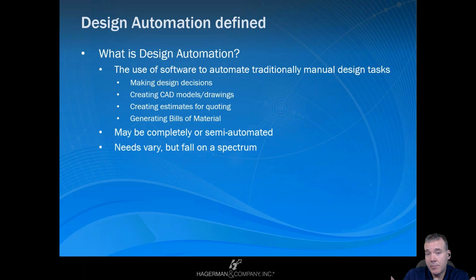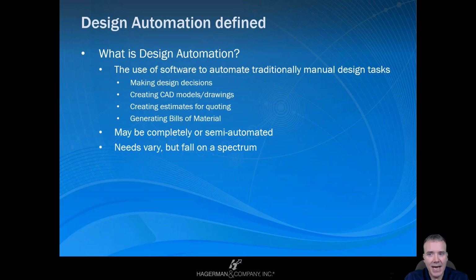And it could be something as simple as automating property information so that information can carry downstream. There are a lot of things you can do. And on that note, the needs people have for design automation, they vary widely across the map.